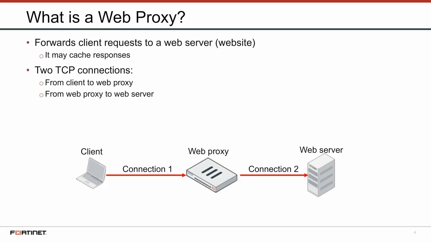A web proxy receives or intercepts requests from a client to a server. If allowed, and if no cache is available, the web proxy forwards the client's request to the web server. Two TCP connections are created, one from the client to the web proxy and one from the web proxy to the server.